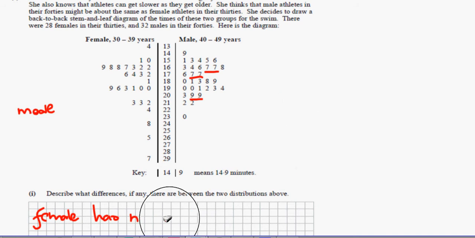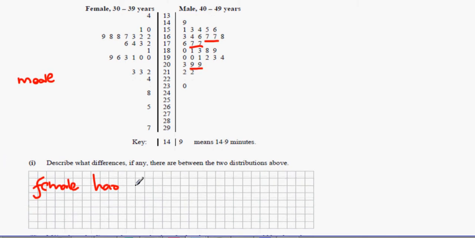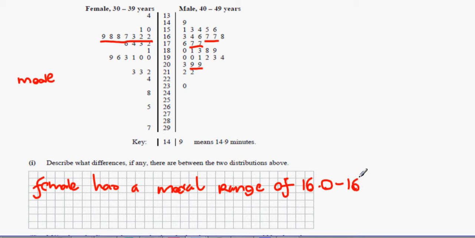Okay, modal range means not a specific value, but a range of values. So you can say a modal range, or the most common range. Okay, a modal range of, so which one has the most? 1, 2, 3, 4, 5, 1, 2, 3, 4, 5, 6, 7. So that's 7 people between 16 and 17 minutes. So it has a modal range of 16.0 to 16.9 minutes, or 16 to 17 minutes, not including 17.